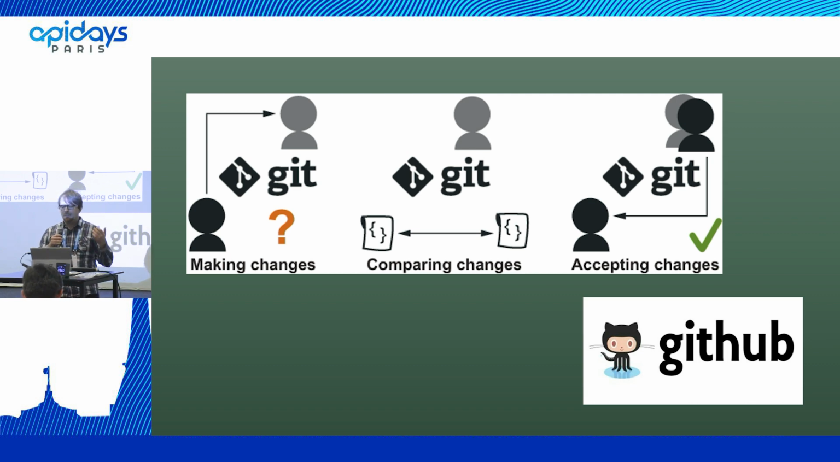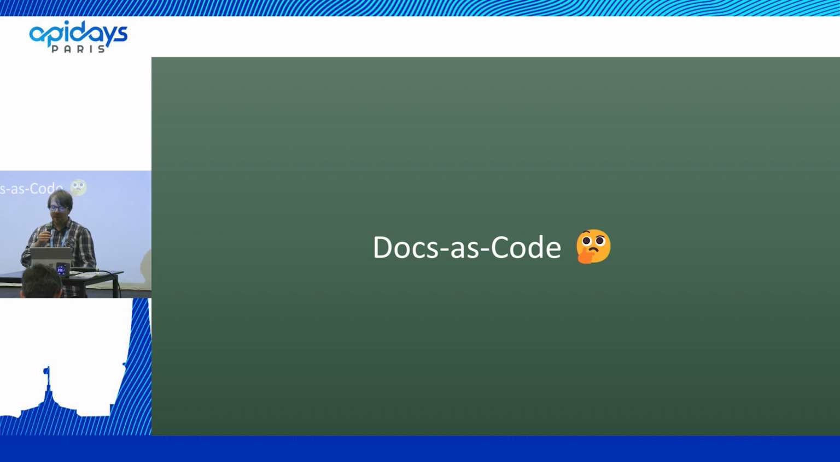If you have some source code hosting like GitHub, they probably have a lot of additional features that you can use here. So when I'm talking about using something like Git and GitHub for OpenAPI, some of you may think of docs as code and ask yourself whether that is docs as code.